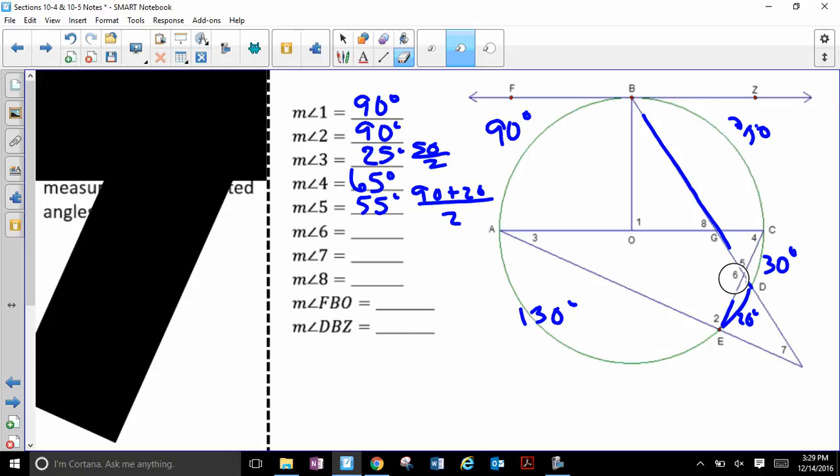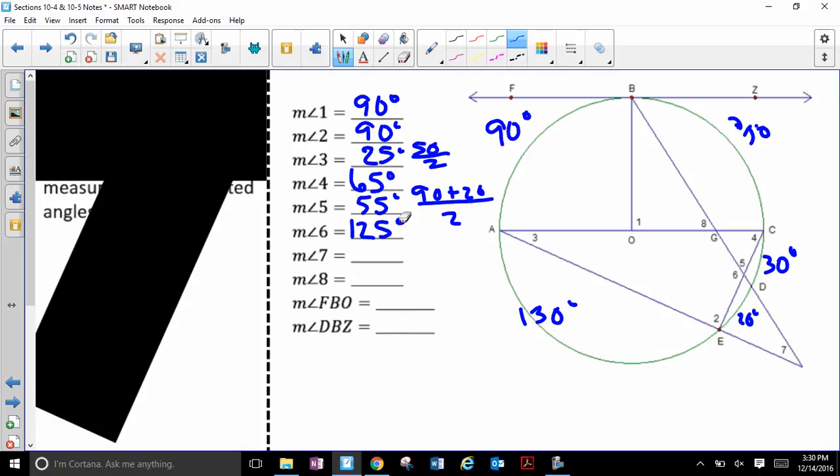Now, notice that we know that angle 5 is 55 degrees and angle 6 is right next to it. Don't forget linear pairs. You could find the arcs for angle 6 and add them and divide by 2, but a lot faster, since I know angle 5 is 55 degrees, I could just do a linear pair and get the answer a lot faster. So then I would do 180 minus 55, which would give me what? 125.